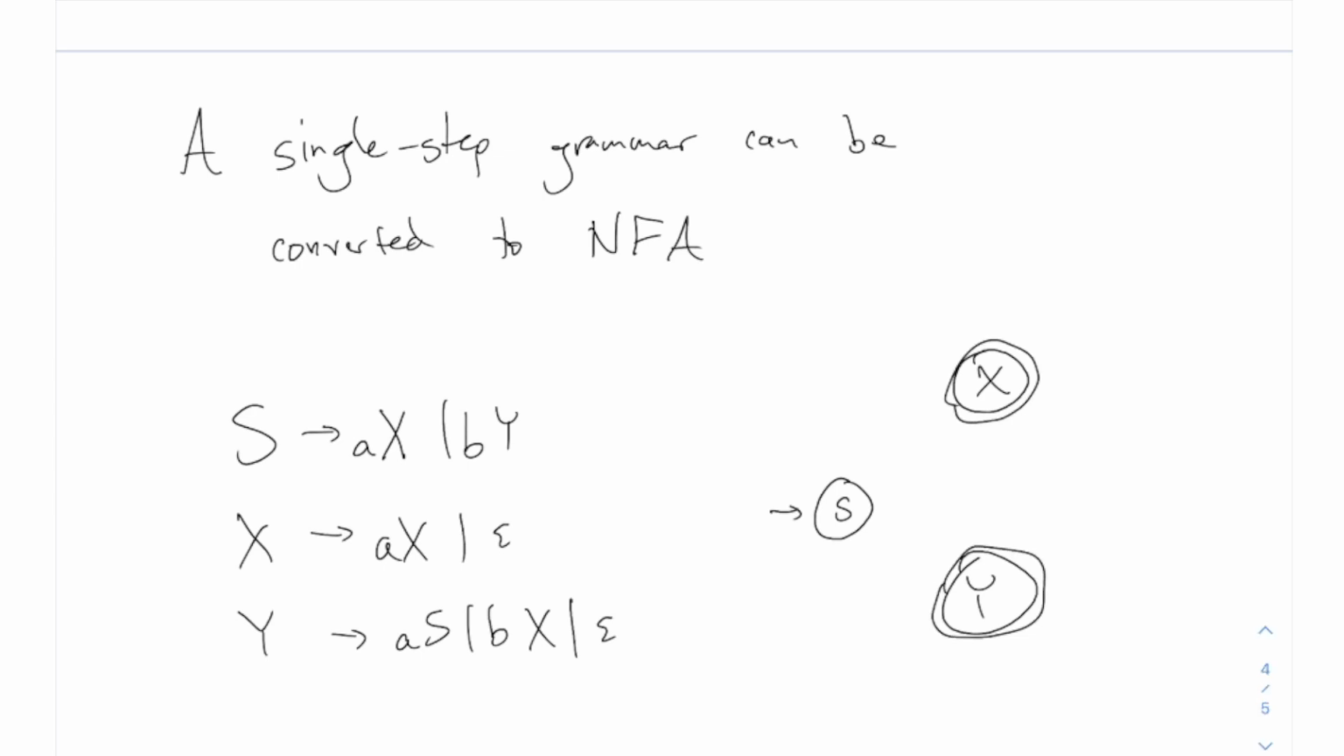And then we can just draw the arrows in. Each of these productions tells you how to draw an arrow. So when I see S goes to aX, that means there's an arrow from S to X with an a on it.